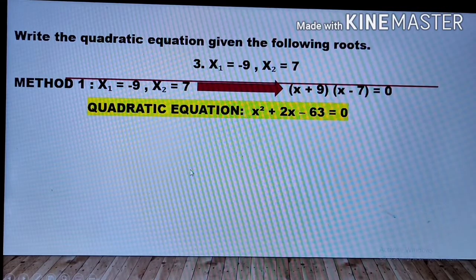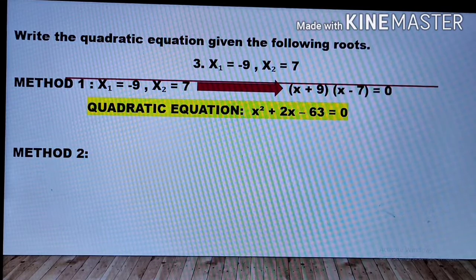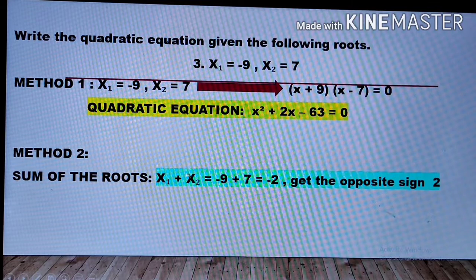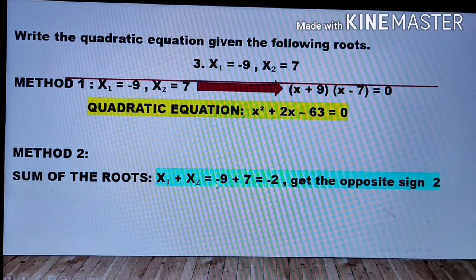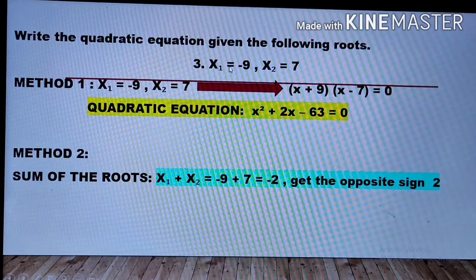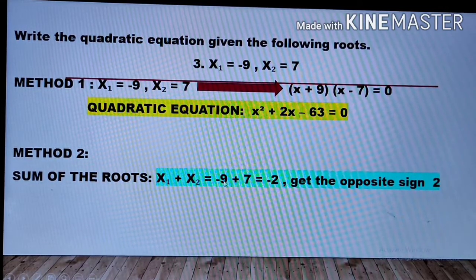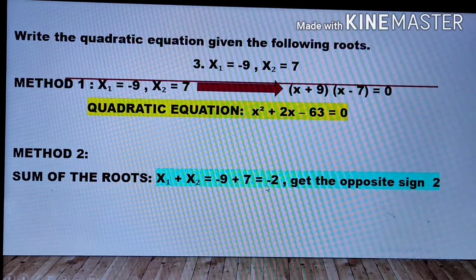Then, method number 2 is gagamitin natin yung formula. Okay. So, sum of the roots. So, ang gagamitin natin yung x sub 1 plus x sub 2. Okay, yung x sub 1 plus x sub 2 lang ha. So, next is substitute lang natin yung values ng x sub 1 at ng x sub 2. So, x sub 1 natin is negative 9. Yan, negative 9 plus x sub 2 is 7. So, negative 9 plus 7 is equal to negative 2, diba?